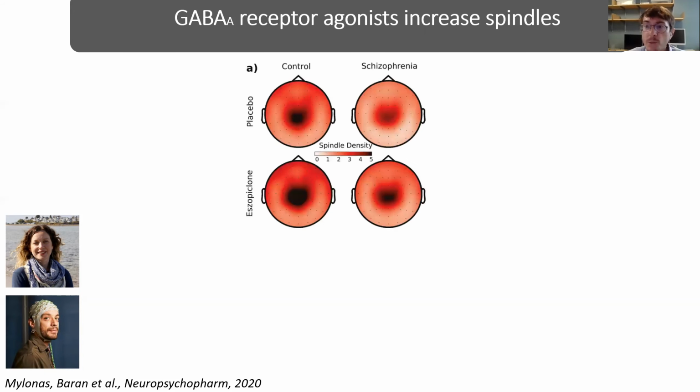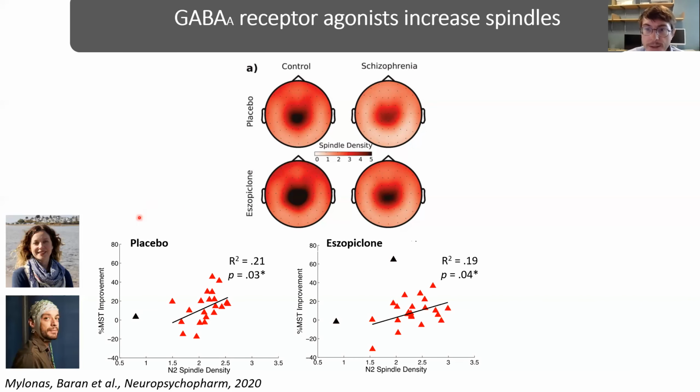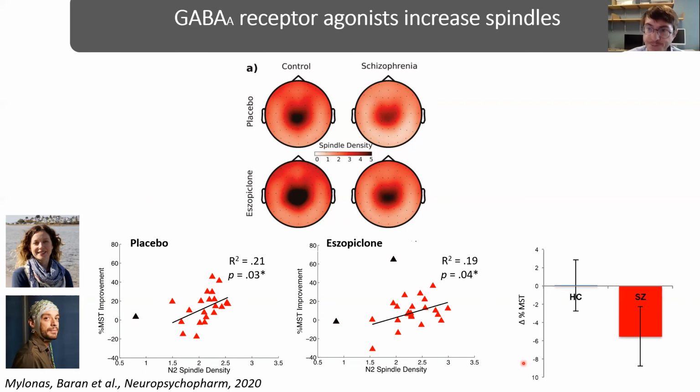And using eszopiclone, which is known to increase spindles, we found that here we have healthy controls on the left, schizophrenia patients on the right, placebo and eszopiclone. We find that eszopiclone increases spindle density. So you can increase spindles with eszopiclone, which, as part of the story, is quite important. And they also found that the spindle density with both placebo and eszopiclone correlates with MST improvement, again reiterating earlier results. But they found no improvement in the motor sequence task in either the controls or the patients with schizophrenia.